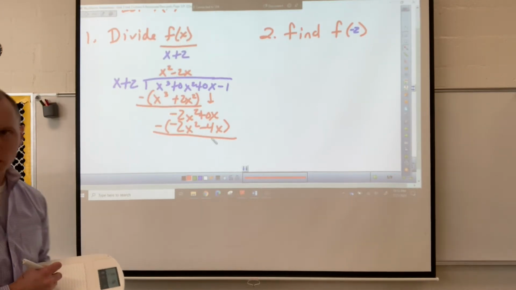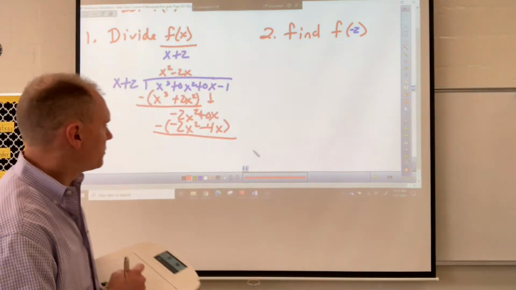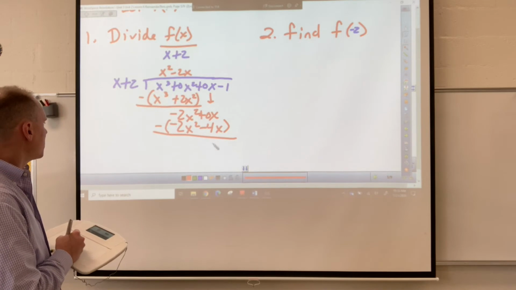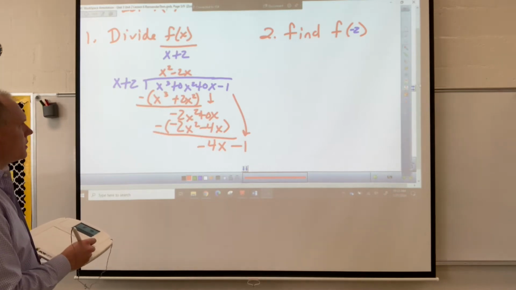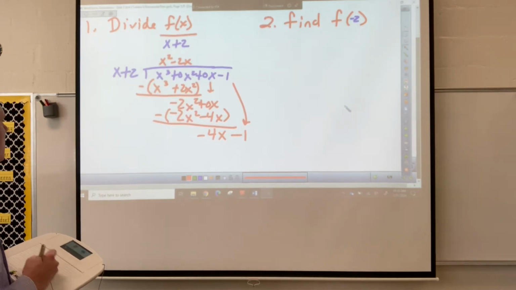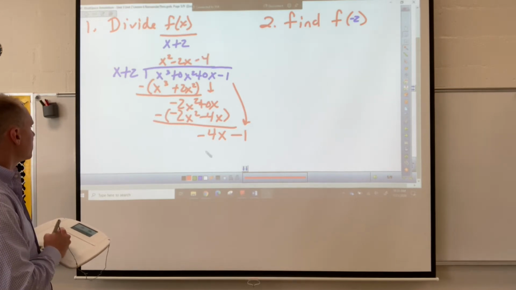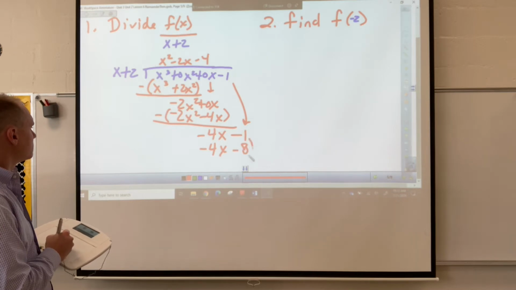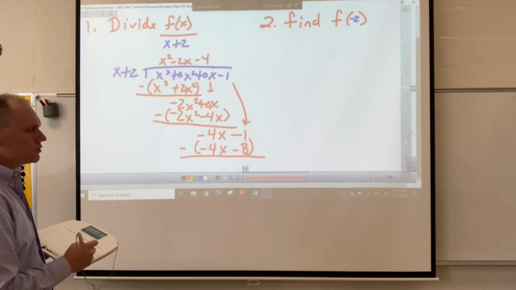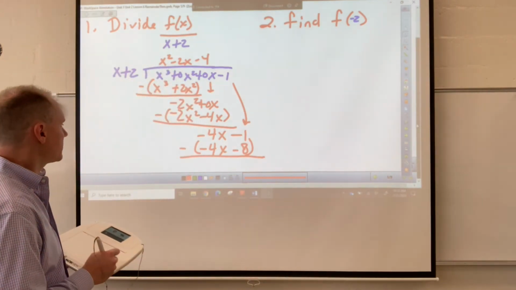I'm gonna make a mistake here. I want you to try to pick something out here. So it's going to be positive, negative 4x minus 1. And then, let's see, x times negative 4 is going to be negative 4x. Negative 4 times 2 is negative 8. So hopefully you saw that a mistake was made there. We're going to come back and check that out here in a minute.